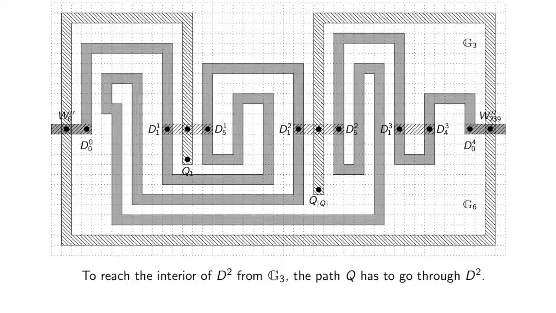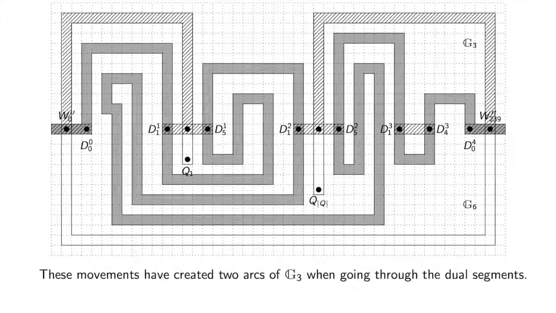To summarize, the dual segments delimit different parts of the grid. From the graph G3 any interior can be reached. To enter or to leave an interior, its dual segment must be crossed. From the interior of a dual segment, it is only possible to enter inside the graph G3. Note that the graph G6 has 2 entries, the dual segment D0 and the dual segment D4.